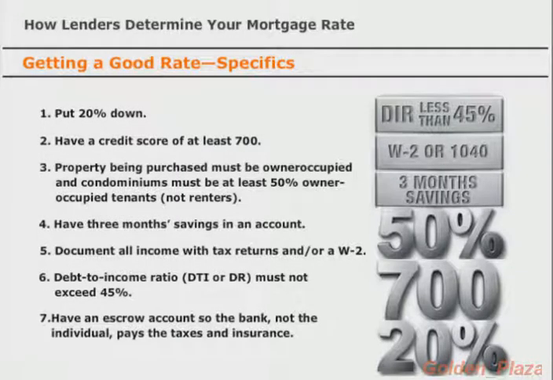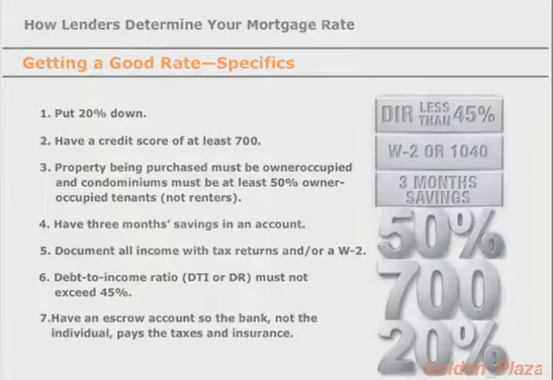If you meet all these guidelines, then you would likely qualify for the best available rate. In this scenario, 6.5% for a 30-year fixed loan. If you wanted a 15-year mortgage, the rate would be lower because 15-year rates are lower than 30-year rates.